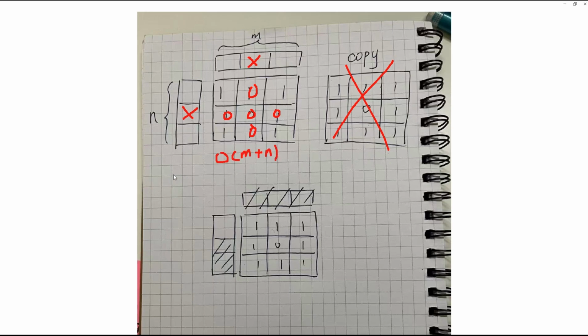For the time complexity, whatever solution we use, we will always go through every element in the matrix. So the time complexity will always be m times n.